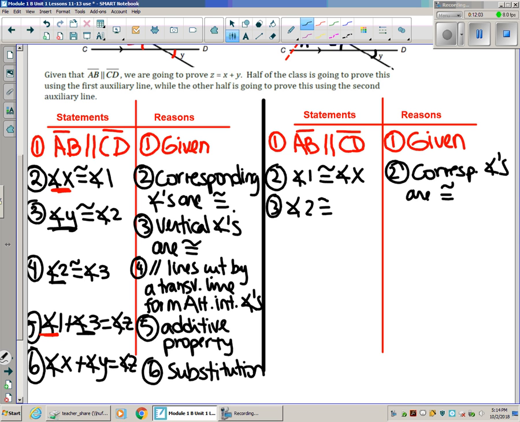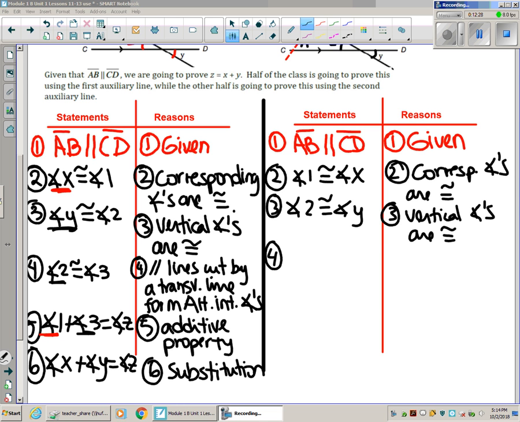Angle 2 and angle y are congruent by vertical angles. They are congruent. Vertical angles are congruent. Number 4 would be that the sum of angle 1 and angle 2 is equal to angle z. So we can say angle 1 plus angle 2 is equal to angle z.